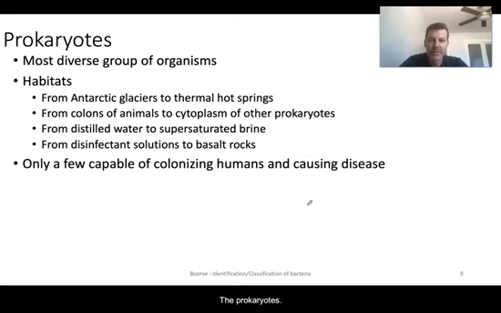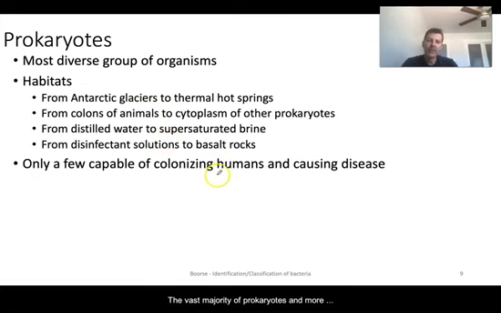So prokaryotes, we have mentioned at different times, they're small, simple, no nucleus, no internal organelles. They represent a huge range of microorganisms on the planet. It's really diverse, and this just shows some of those habitats that they can colonize and thrive within.